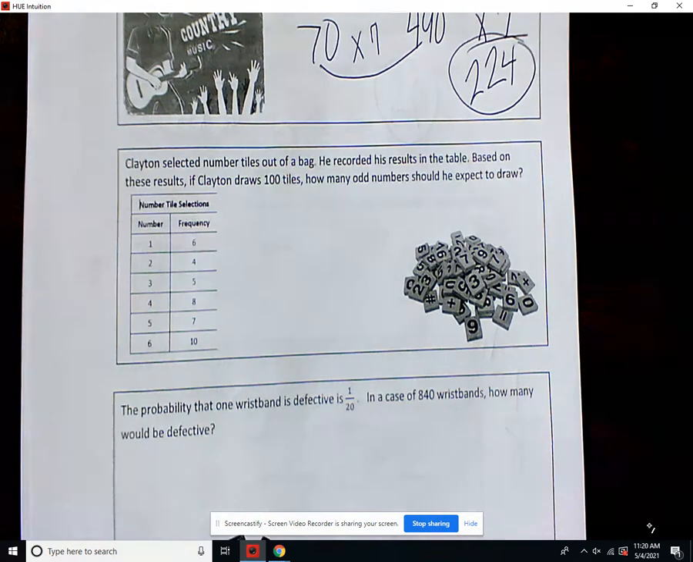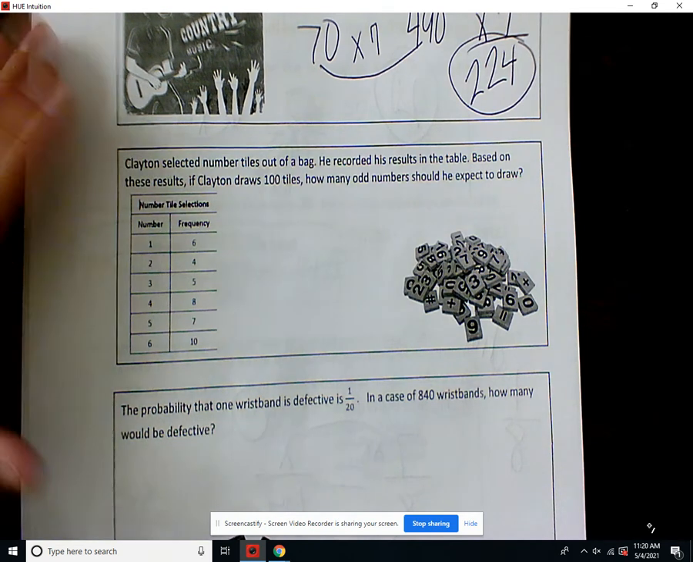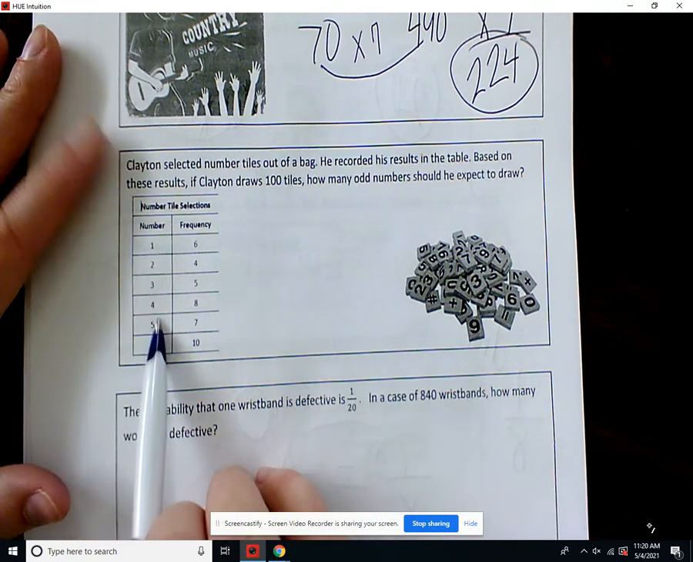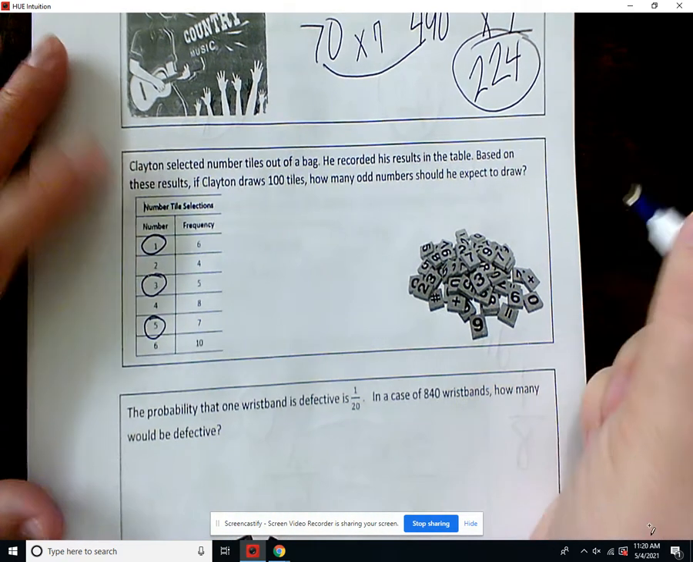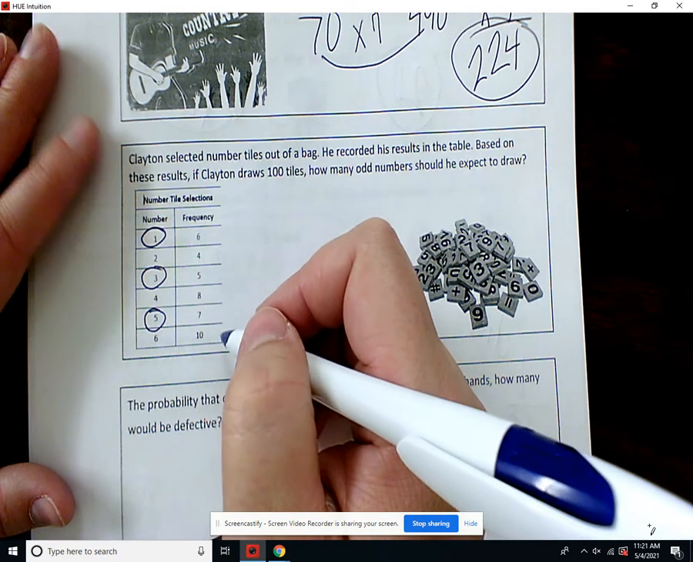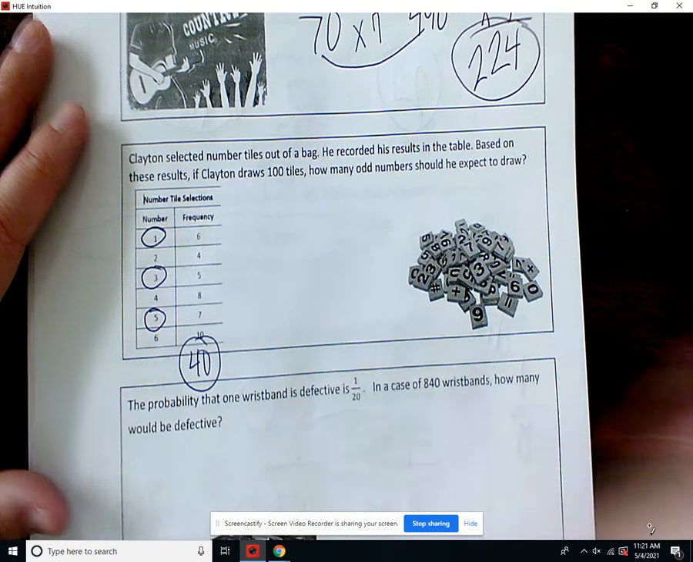Clayton selected a number of tiles from the bag. He recorded his results in the table. Based on these results, if Clayton draws 100 tiles, how many odd numbers should he expect to draw? The number is the number on the tile. We want the odd numbers, 1, 3, and 5. Frequency is the number of times it was drawn. If I add up my list of numbers, there are 40 in all.